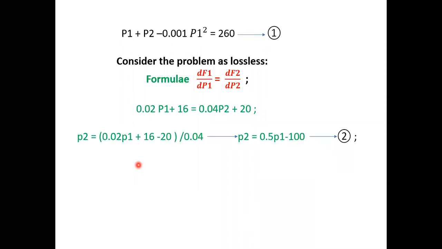You can rewrite this equation, P2 in terms of P1. Then substitute the second equation in the first equation. Then you will get an equation in terms of P1 only. Then you will get the values of P1. Those are nothing but 1200 megawatt and 300 megawatt. See here, out of these two values, what value do we need to consider? Whether we need to take 1200 megawatt or 300 megawatt.